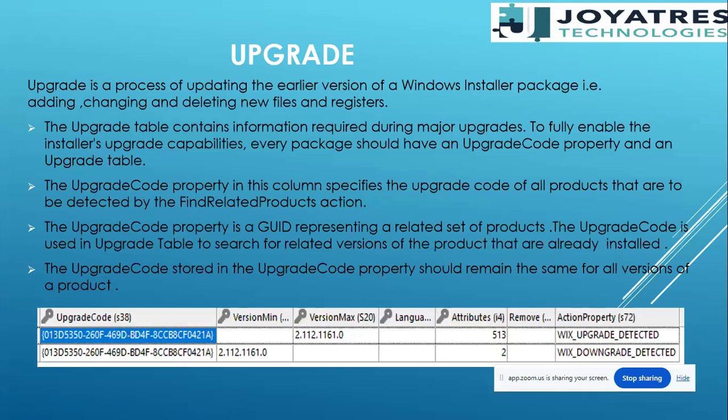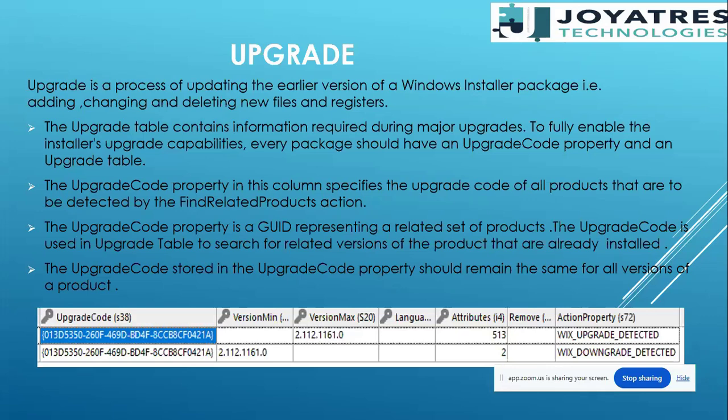So when we upgrade from a lower to a newer version, we are going to install new files, install new registries, delete the older ones and all that, so that our version gets upgraded. The important thing with respect to upgrade, and why it is called upgrade, is that for any application we have both an upgrade code and a product code.